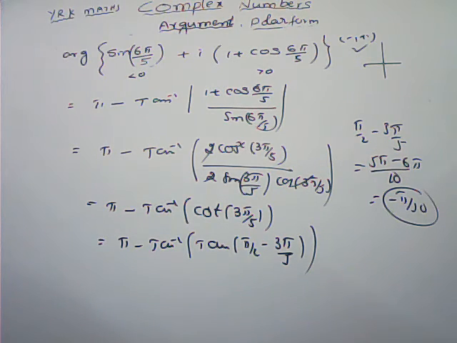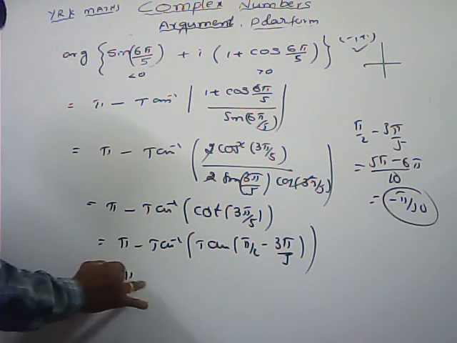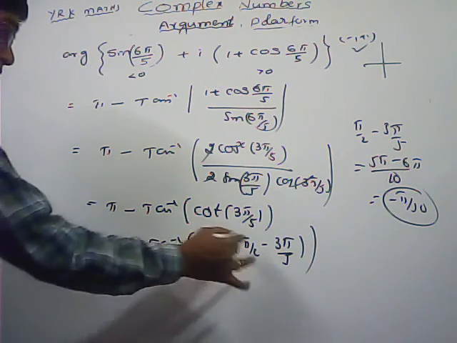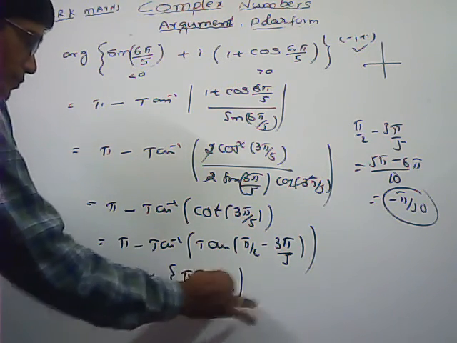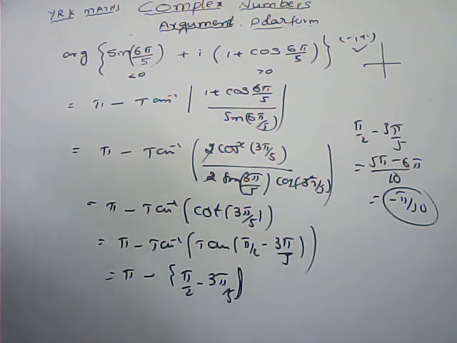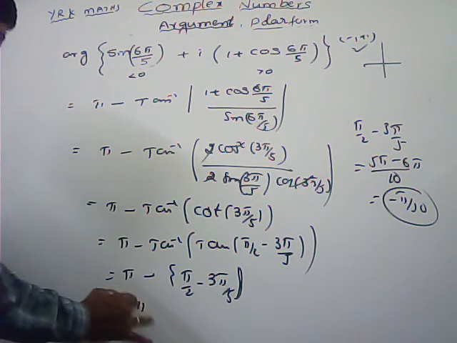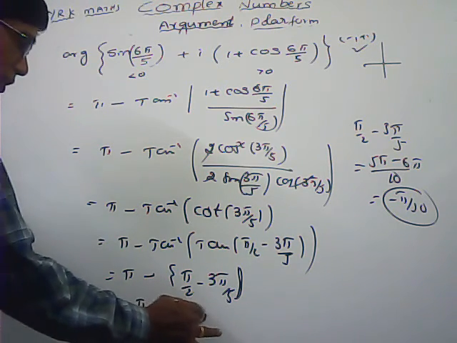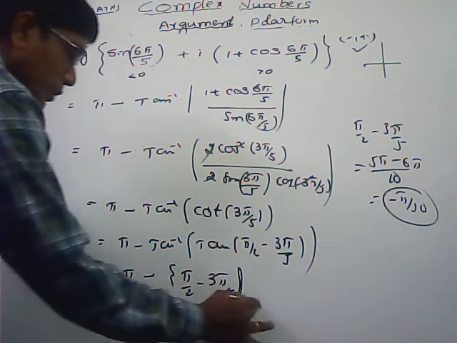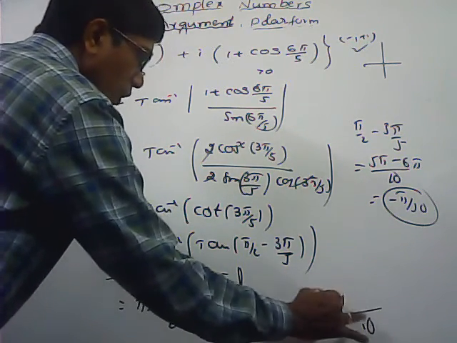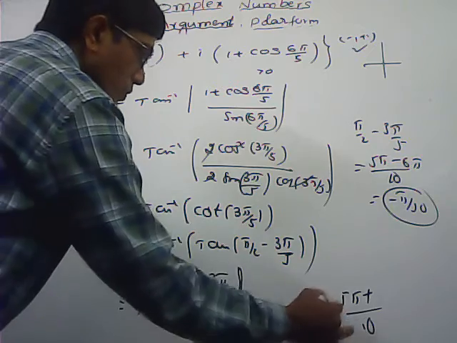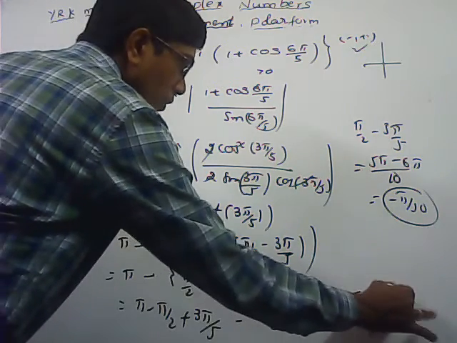You know how much we are getting here? That one lies in between minus pi by 2 to pi by 2. So tan inverse of tan theta, we can write directly theta. What about theta here? Pi by 2 minus 3 pi by 5. Why? Because this one lies in between minus pi by 2 to pi by 2. So tan inverse of tan theta, we can write directly theta. That is equal to pi minus pi by 2 plus 3 pi by 5. This is pi by 2 plus 3 pi by 5. LCM 10, 5 pi plus 2 3 is 6. That is equal to 11 pi by 10.